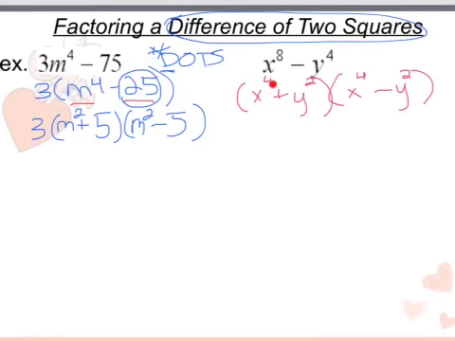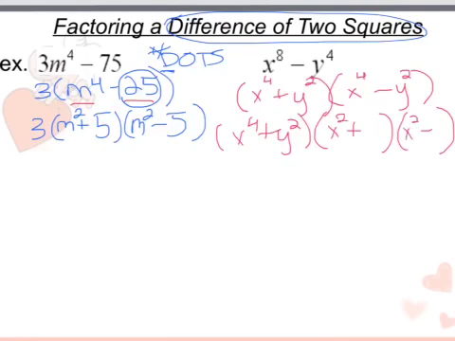This obviously can't be the difference of two squares because it's addition, but this can because it's the difference. Now x to the 4th is a perfect square because this is evenly divisible, and y squared is a perfect square because 2 is evenly divisible by 2. So the x to the 4th plus y squared stays there, but the other one is broken down, difference of two squares again. The square root of x to the 4th is x squared. The square root of y squared is y.